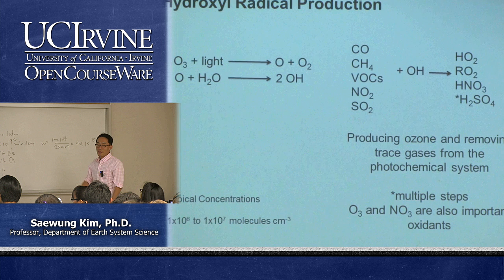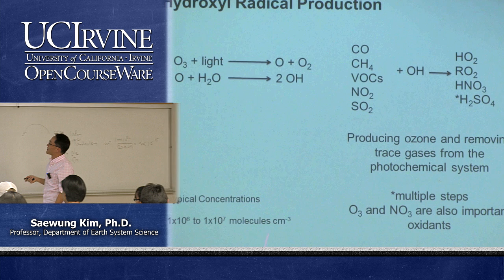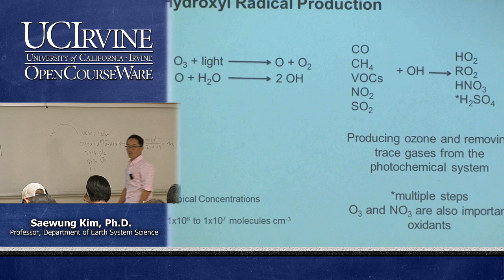Actually, you are going too fast from this slide. What you only need to know at this point is that the OH radical has a very small concentration in the atmosphere and chemically removes all the air pollutants from the atmosphere, right?